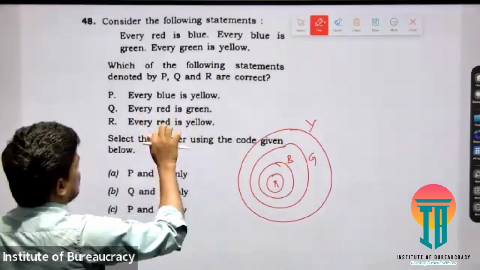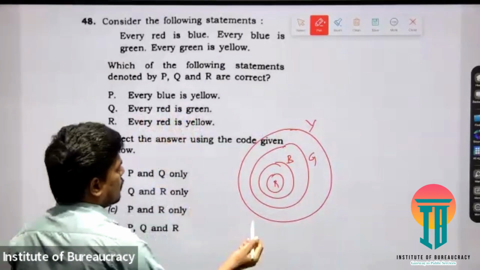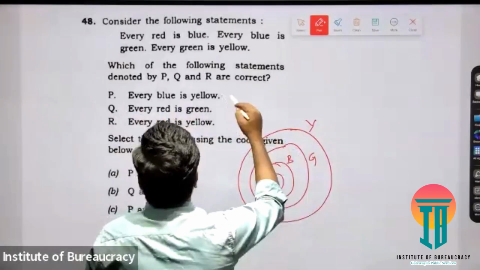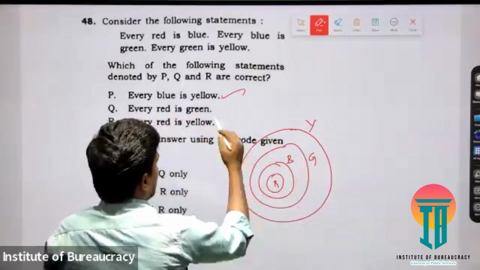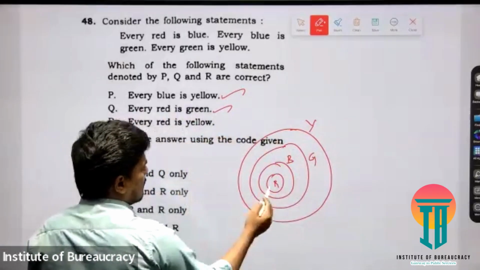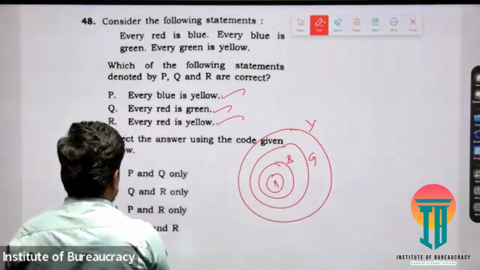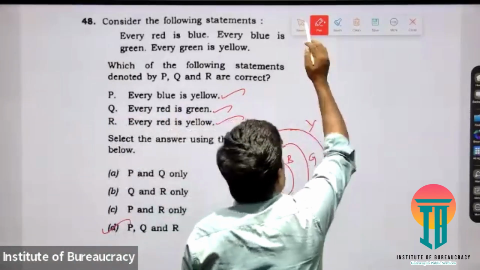Which of the following statements is correct? Every blue is yellow. Correct. Every red is green. That is also correct. Every red is yellow. That is also correct. All are correct. Option D. Simple question.